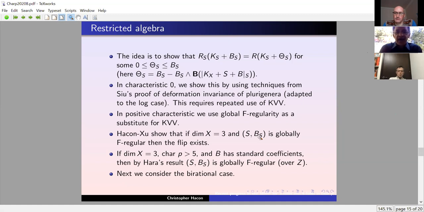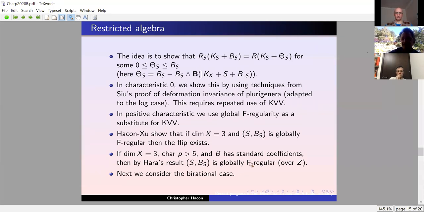And then we can use some kind of inversion of adjunction result, the most general version of which was proven by Om Prakash Das. And this inversion of adjunction result will actually tell us that the ambient variety, the pair (X, S plus B), is relatively globally F-pure over Z. It can't be globally F-regular because it has a coefficient one, but if you perturb that coefficient, it becomes globally F-regular over the base.